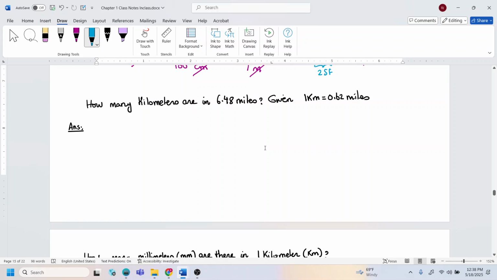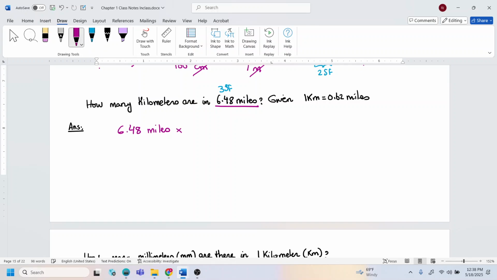Another example, how many kilometers are in 6.48 miles? You are given the miles, so we can easily build a conversion factor in there. It's always start with your given. Don't forget miles in there. So that is your given. And your given is how much sig figs. It's 3 significant figures. So I know that my answer is going to be 3 significant figures.